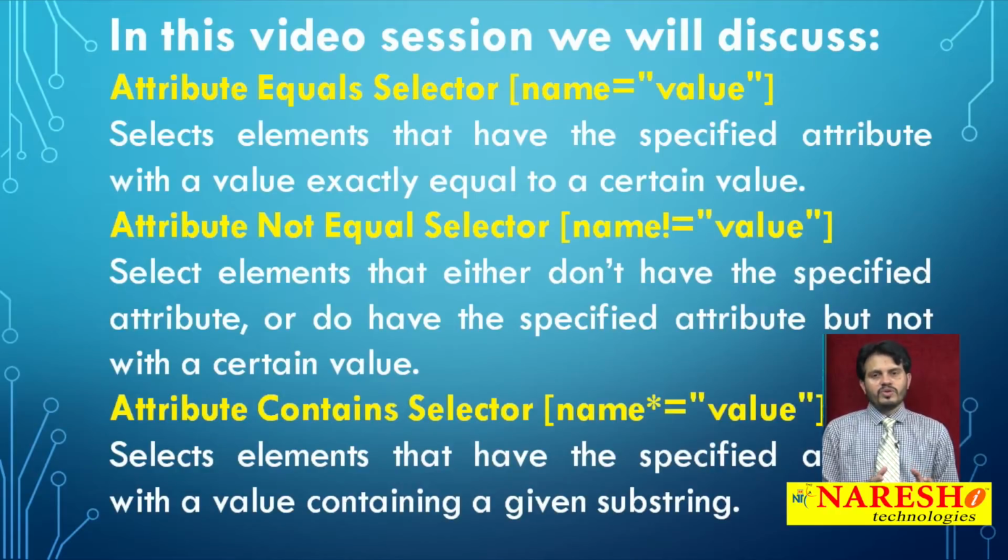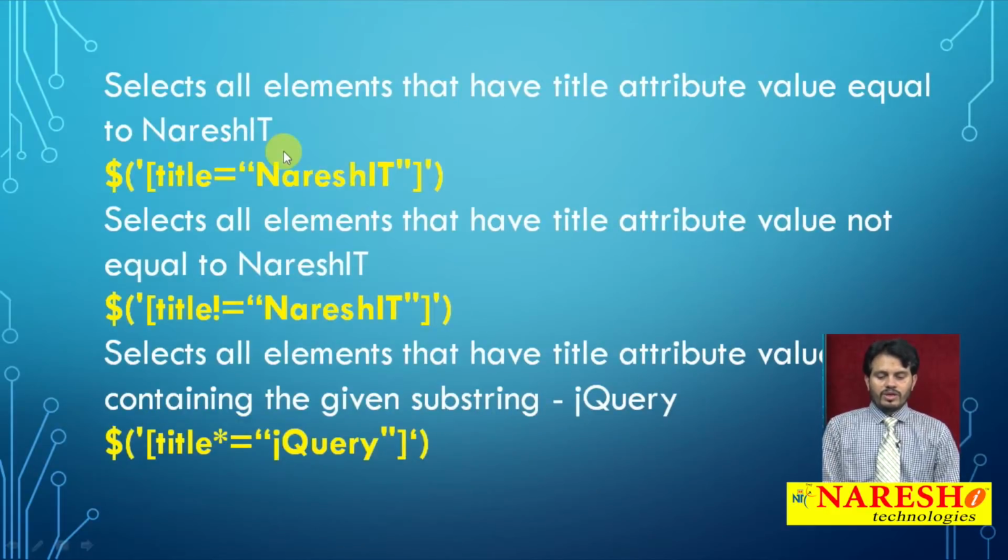So in this video, we are going to discuss these three important aspects of the jQuery attribute value selector: the attribute equal selector, the attribute not equal selector, and the attribute contains selector. Next, I have something to show you practically, to see how it is used.